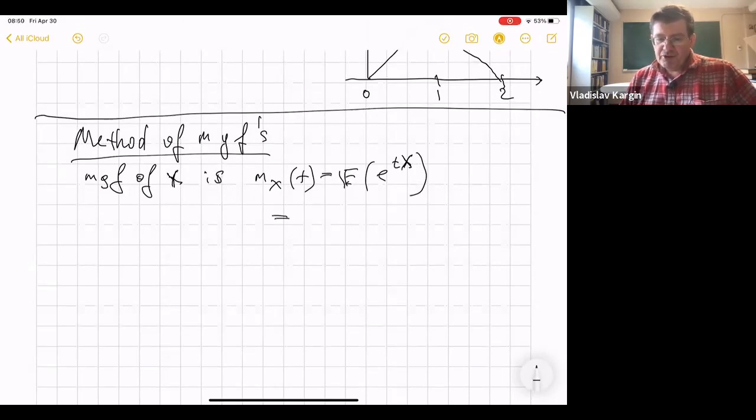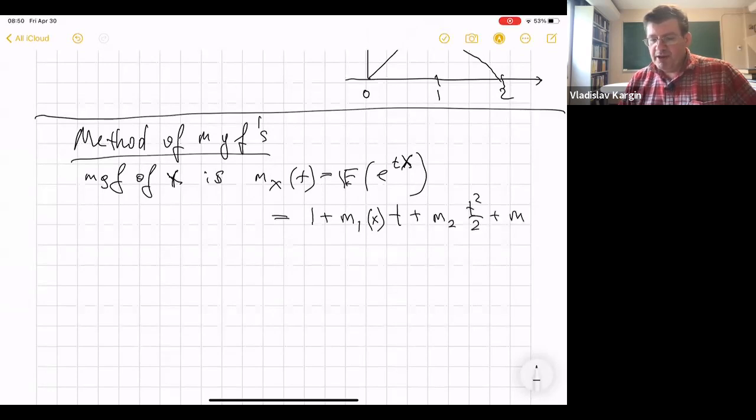It's called moment generating because if you write it down as a Taylor series, you will get something like this: 1 plus the first moment M1 of X, the first moment of this random variable X, multiplied by t, plus the second moment M2 times t squared divided by 2, plus the third moment M3 times t cubed divided by 3 factorial, where M_k is equal to the expectation of X to the power of k, and these are the moments.